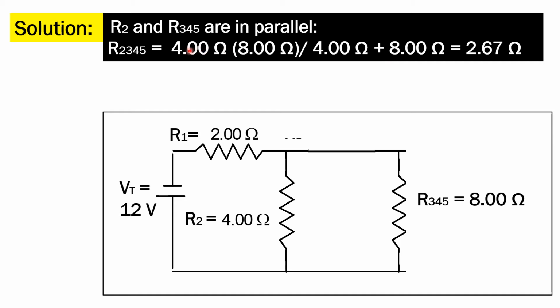4 times 8 is 32 ohms squared, divided by 12 ohms. The ohm squared divided by ohm will give us ohm. And 32 divided by 12 will give us the value of 2.67 ohms.